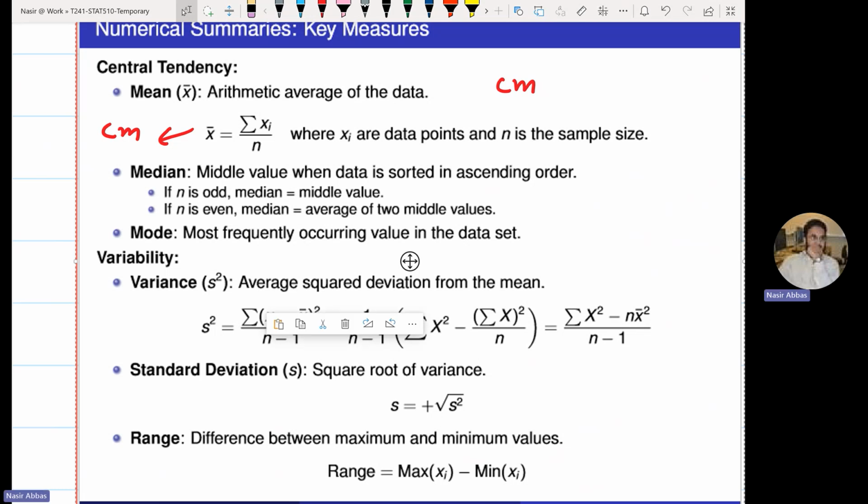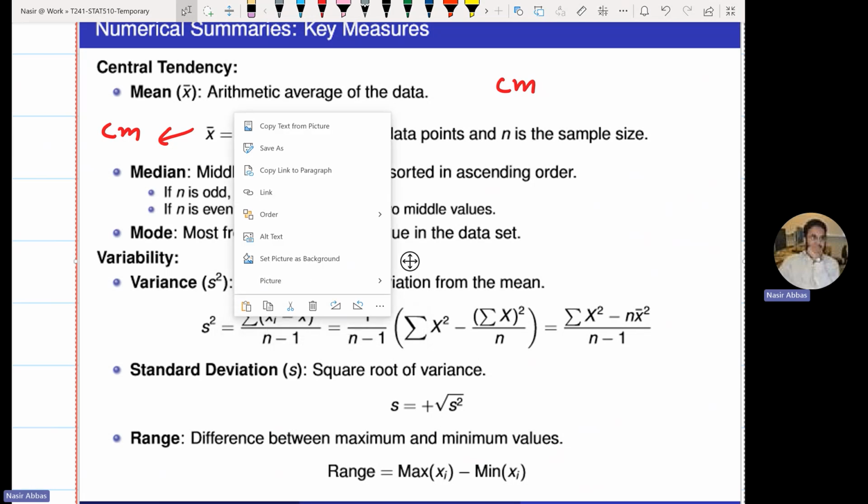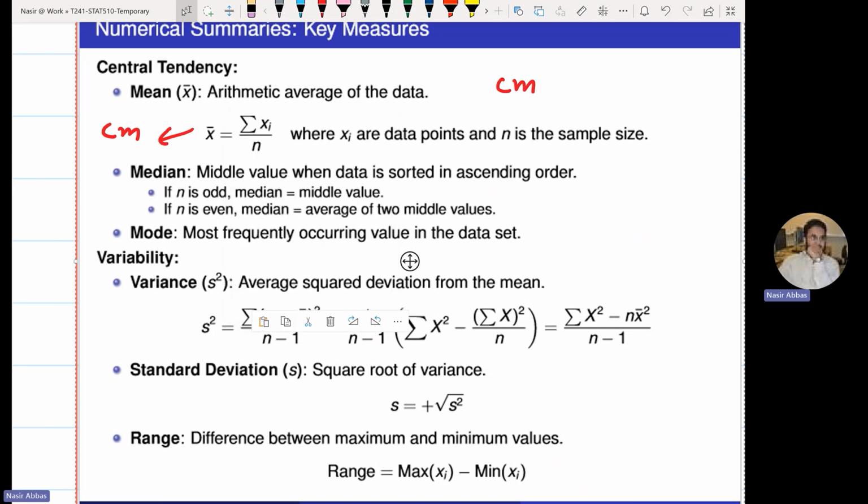Centimeter minus centimeter is centimeter, then you square it. What's the unit? Centimeter square. Then you sum many centimeter squares, still centimeter square. Then you divide it by a unitless number. So the unit of variance is the square of the unit of the original variable X. That means your amount of variation is not in the same unit as the original data. This is one reason for taking the square root.